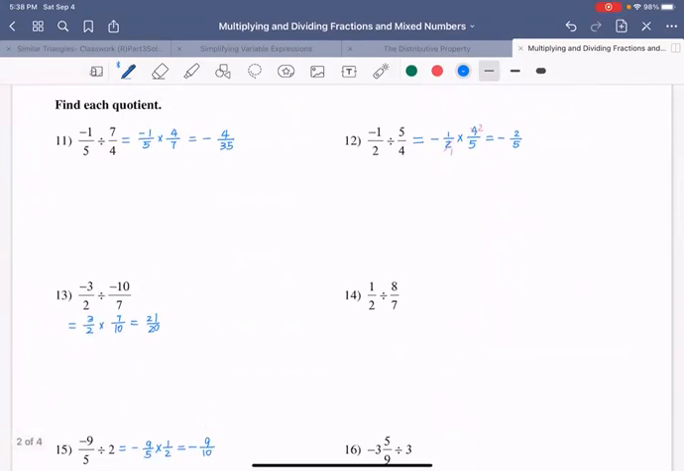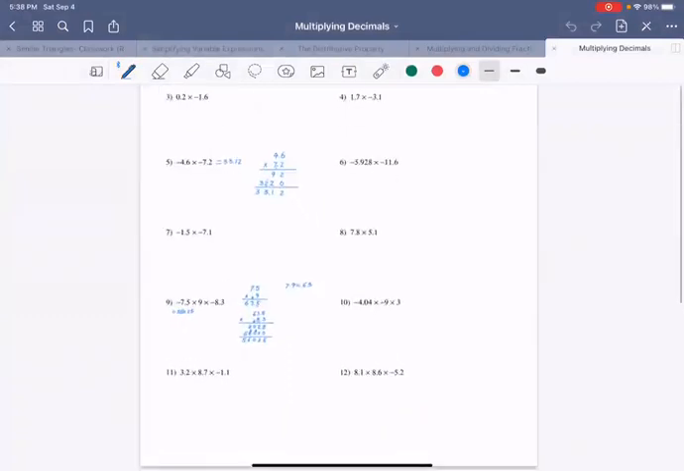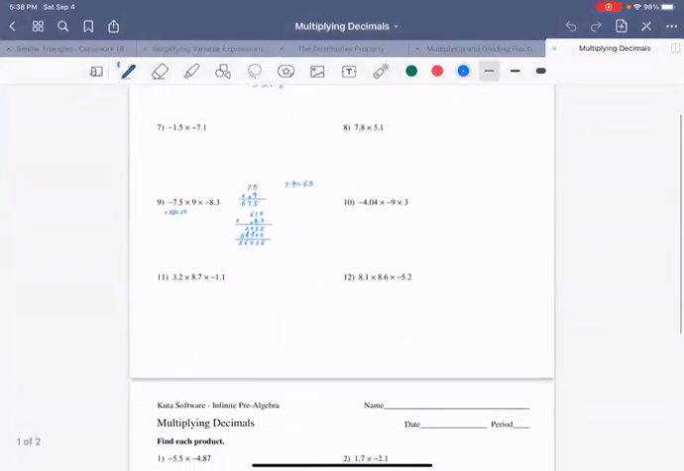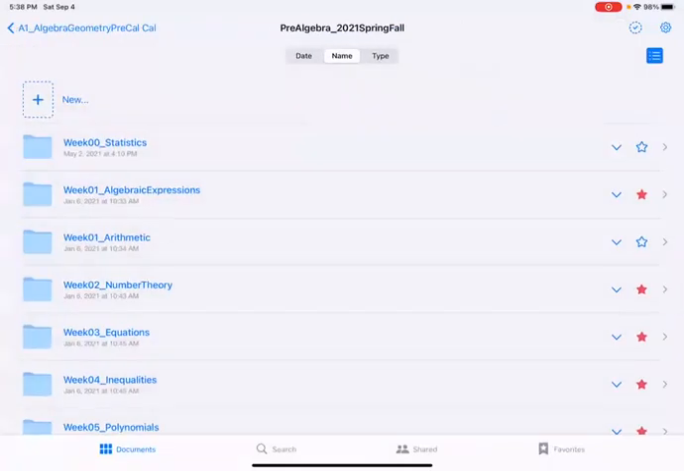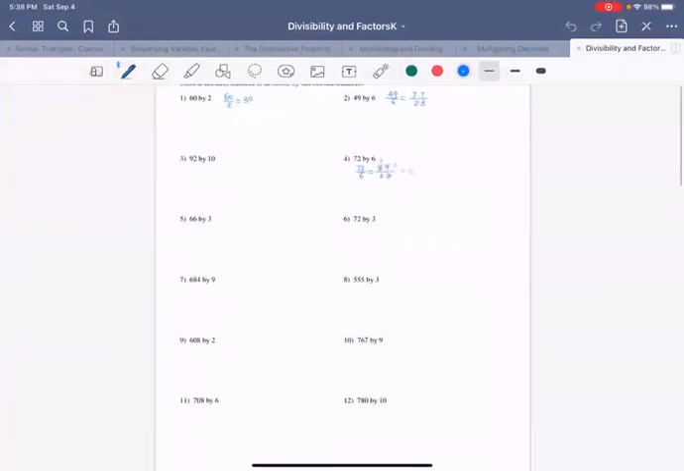All right, based on what I see right now, both of you do pretty good. Since the arithmetic part and the algebra expression part are both good, let me see here. Factoring, okay, factoring.